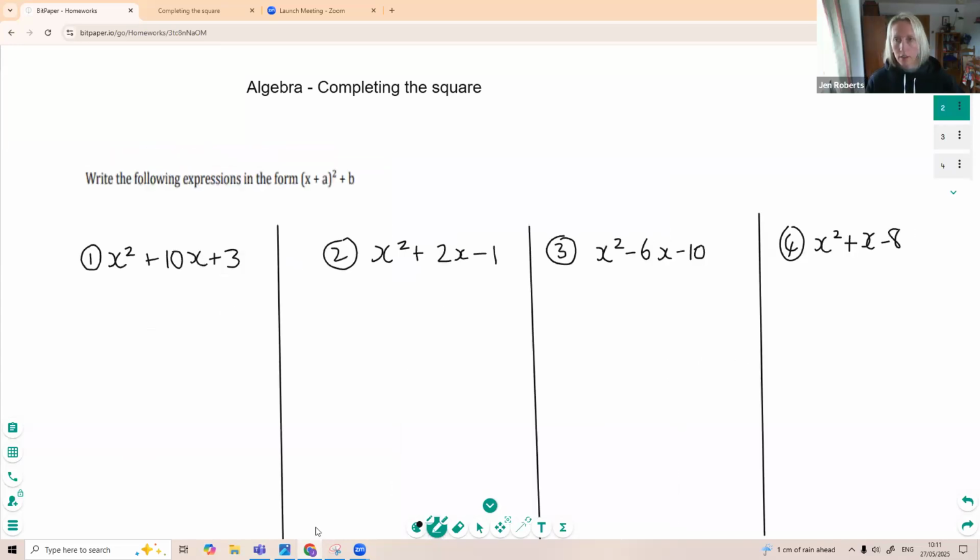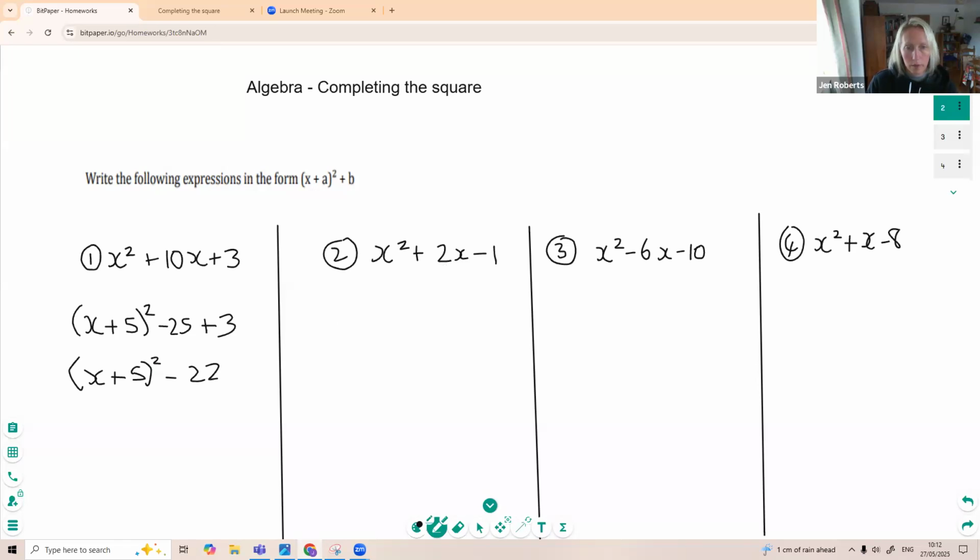Okay, have a go at these for yourself and then unpause when you are completed. Half of 10 is 5. 5 times 5 is 25. We've created it, needs to take it off. Simplifies to minus 25 plus 3 is negative 22.